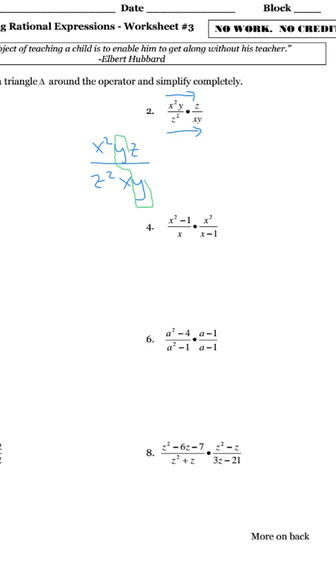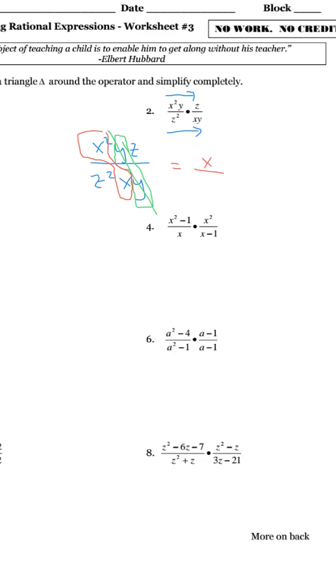Y's match with y's. They match up nicely. They cancel out. X squared will match up with x. And there's 2 x's on top. So that means that x will be on top in the end. 2 minus the 1x on the bottom is just 1. So just 1x on top.